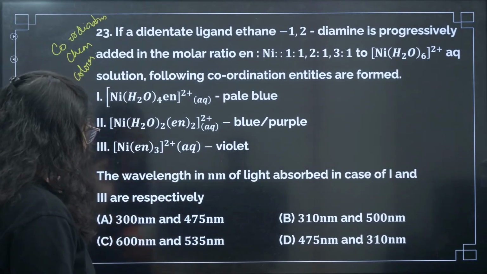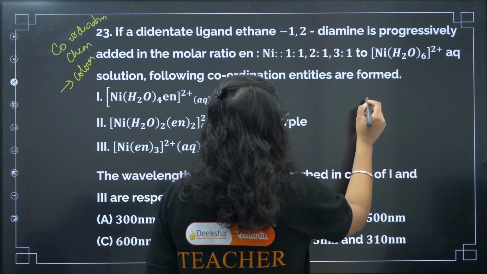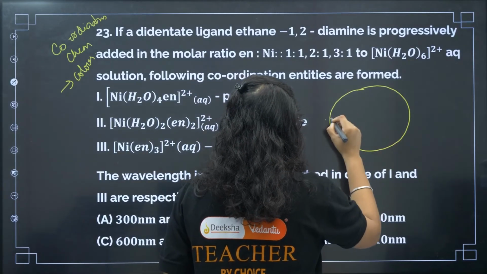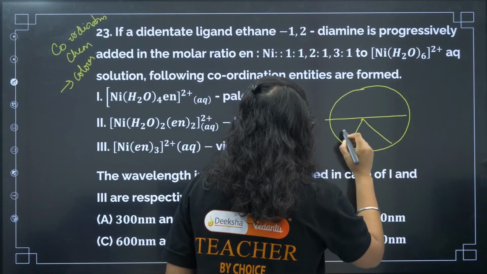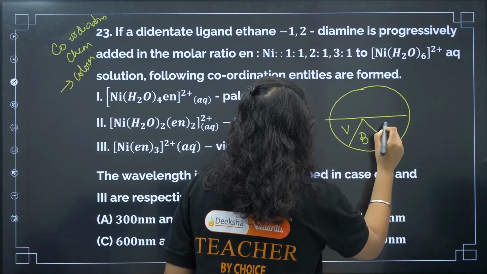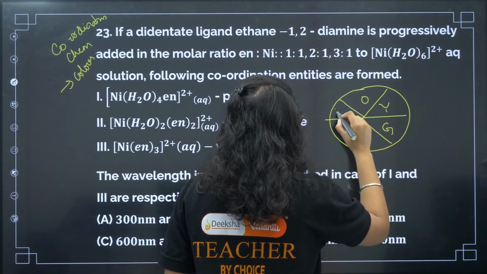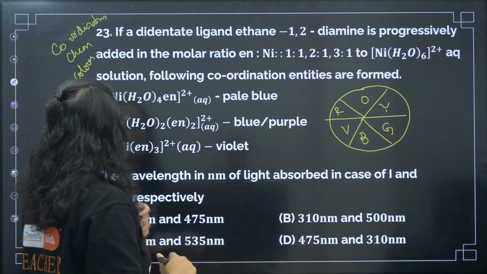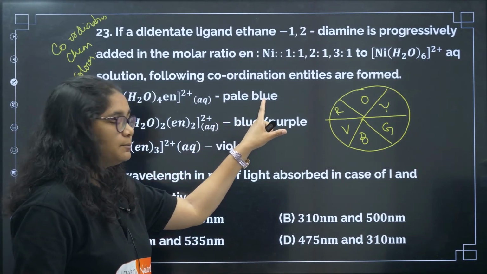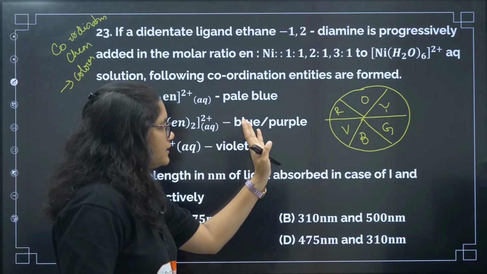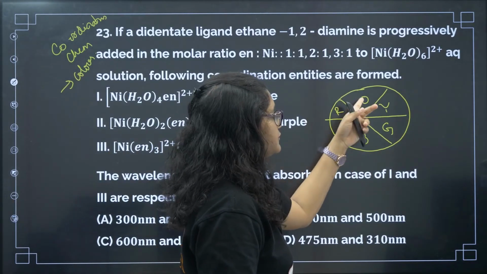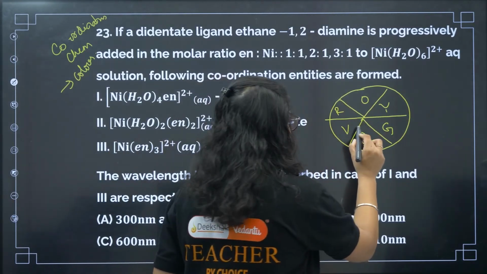Okay. So here you need to know the concept of complementary colors. So I'll draw here. See, V, B, G, then you have Y, you have O and R. So now you see, if a color is visible as blue, it will absorb orange, the opposite color.